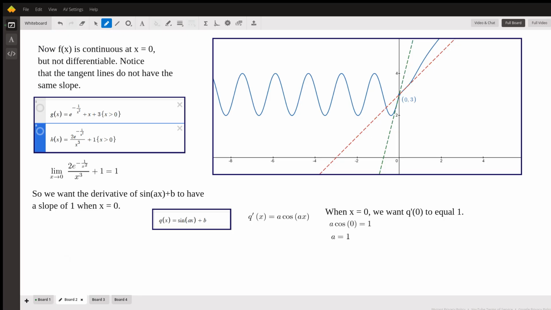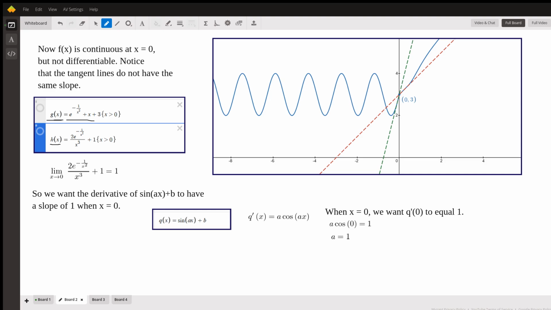Now, for this graph, I've changed the value of a so that now we've got a problem with the tangent lines at 0. So for the sine of ax plus b, this green dashed line is the tangent line. This red dashed line would be the tangent line for this g function, except for the fact that this function really isn't defined when x is 0. But this is the derivative of this function.